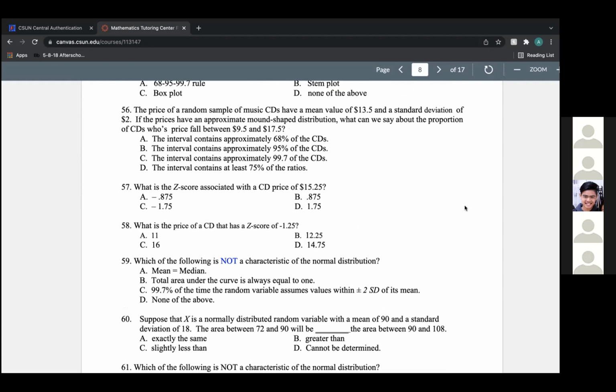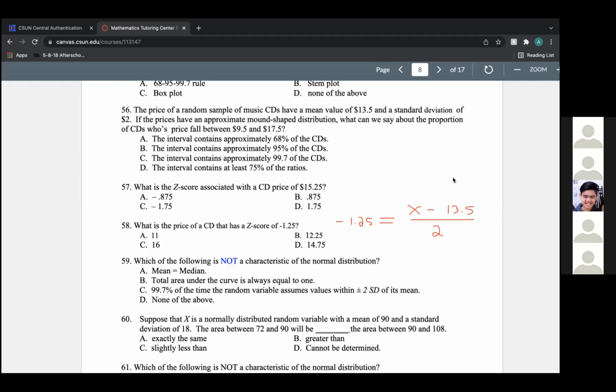Hold on. Can we write it down, please? Yeah, that's a good idea. So the z-score is negative 1.25, and that equals the actual data, which is what we're looking for, minus the mean, divided by the standard deviation. So negative 1.25 times 2 plus 13.5. I get $11. Whoops. Oh, wow, that was a silly mistake. $11. So if you solve for x, you get $11. Does that make sense? Yep. Okay.